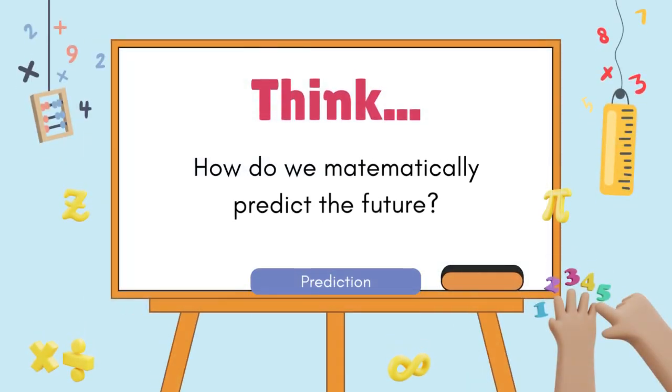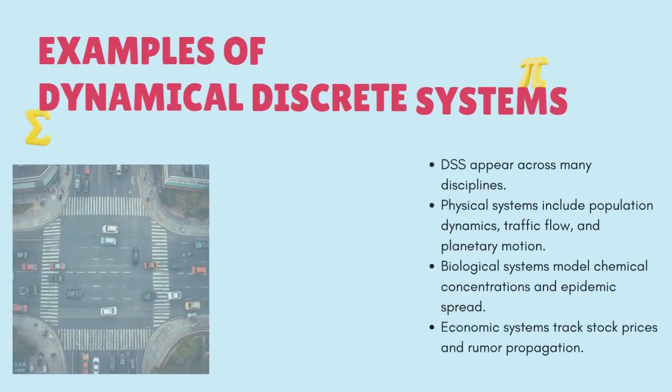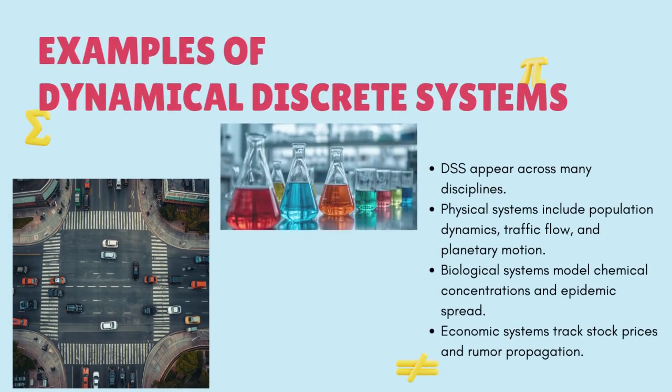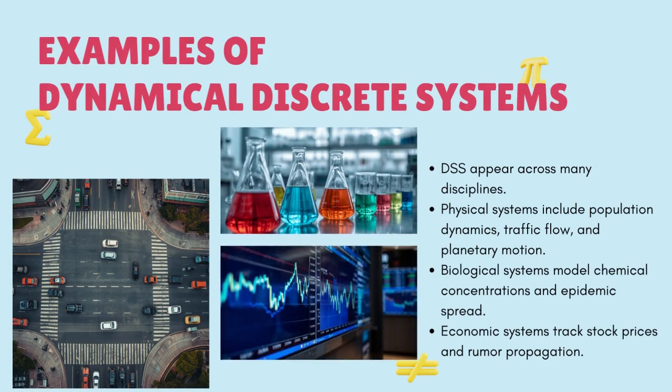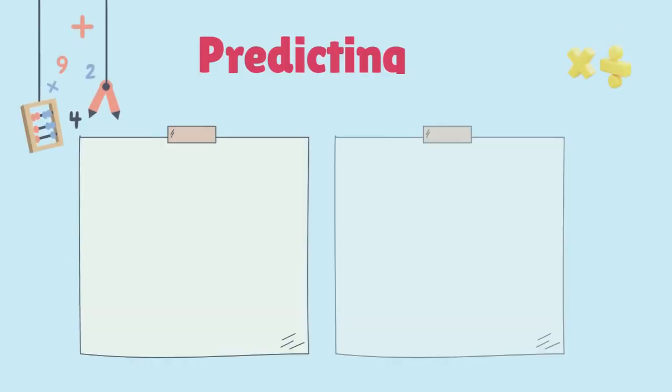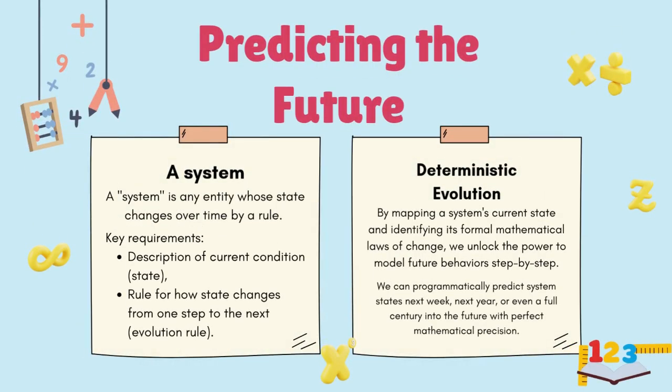So, have you ever wondered how we can actually mathematically predict the future? We're starting with the big picture here, predicting incredibly complex systems like traffic flow, biological populations, or even economic markets using math. It sounds like a superpower, doesn't it? The whole core idea is that a system is simply any entity whose state changes over time according to a specific rule. If we can understand its present condition and figure out that rule of change, we can calculate what that system is going to look like tomorrow, next year, or even a century from now.